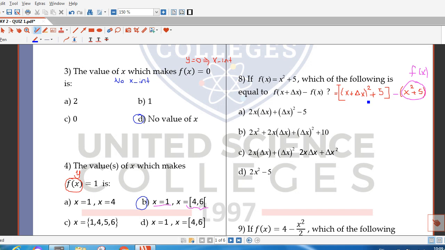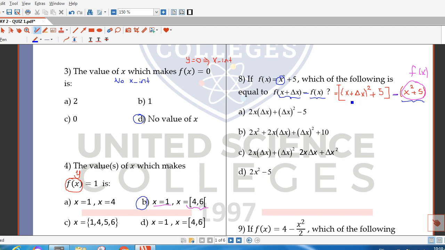Second day of Zero Mistake, quiz 1, question 8. If f of x is equal to x to the power of 2 plus 5, which of the following is equal to f of x plus delta x minus f of x? First of all, instead of x, we should replace x plus delta x. So the new expression becomes x plus delta x squared plus 5. And then minus the function itself.